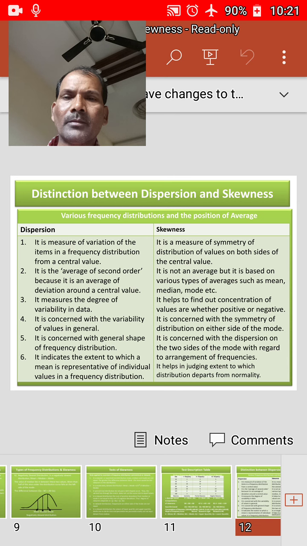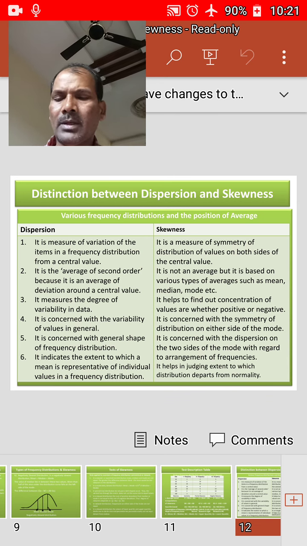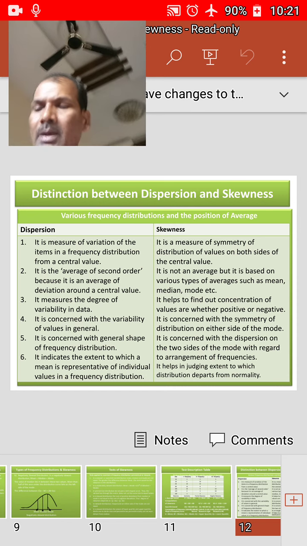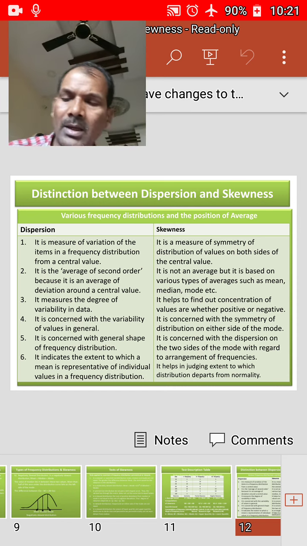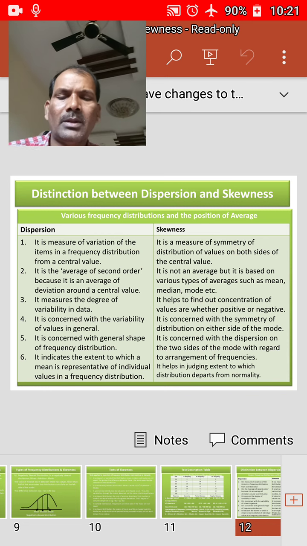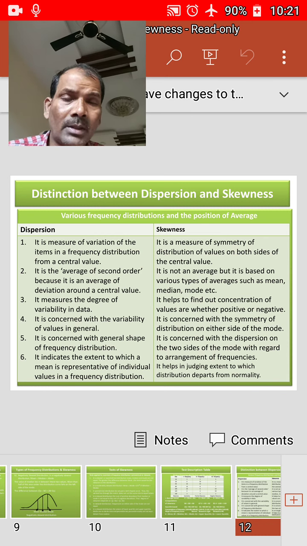Next, distinction between dispersion and skewness. Okay, what are the differences or distinctions we will have between skewness and dispersion. Some of the important points of difference between dispersion and skewness we will discuss here.